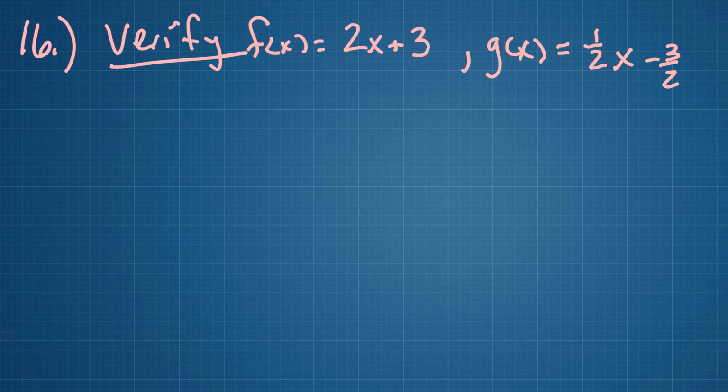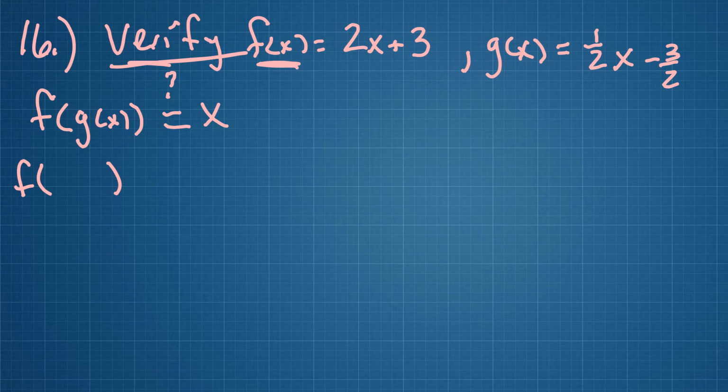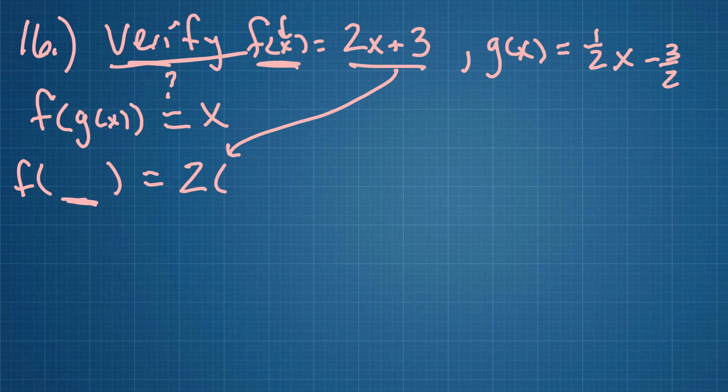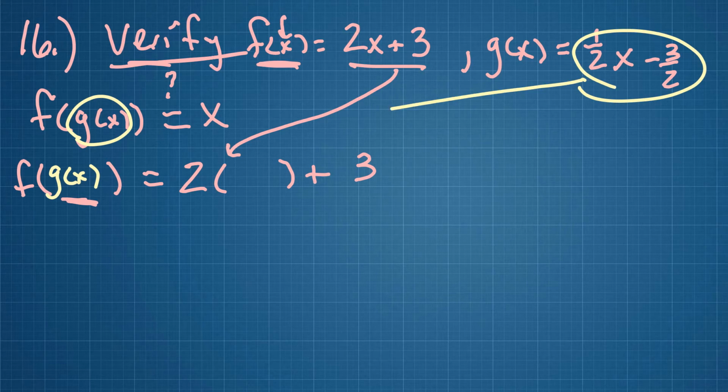Number 16 says verify. So since it says verify, remember we have to start off with f of g of x, and I put a question mark because I don't know if this is true. I want to see if that is equal to x. So what I do is I say f of big old blank space, and that looks like this one. So if I have this on the left side, I'm going to write this on right there. But instead of x, since I have an x there, I don't have anything there. So I put 2 big old blank space plus 3. Now, it actually says g of x there, so I put g of x here, which means I take all this and I plug it in right there. So I put 1/2 x. So I'm going to rewrite this to make it bigger. One half x minus 3/2.